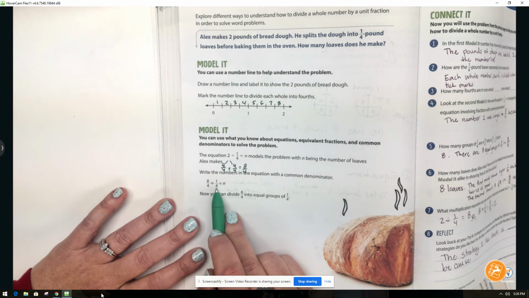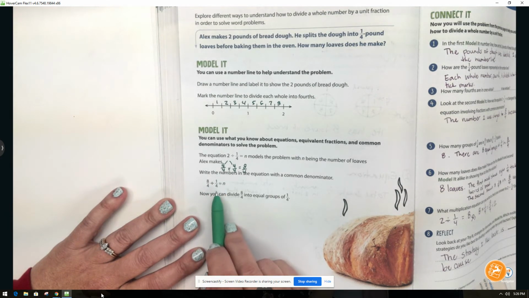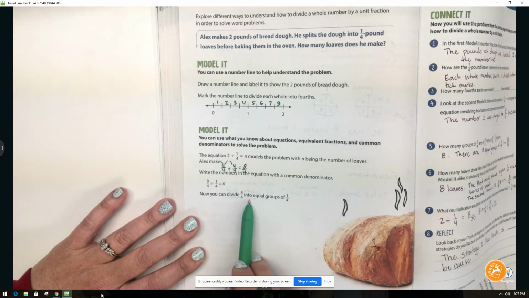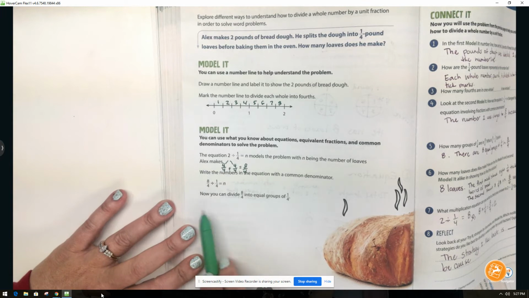Now, if you have common denominators, if you have 8 fourths divided by 1/4, we want to know how many groups of 1/4 are in 8 fourths. Well, you've got it. There are 8 1/4 sections in 8 fourths. So we can divide 8 fourths into equal groups of 1/4, which would be 8. There would be 8 groups.